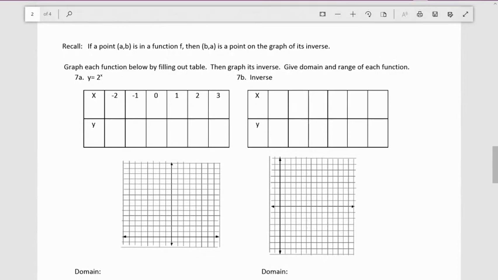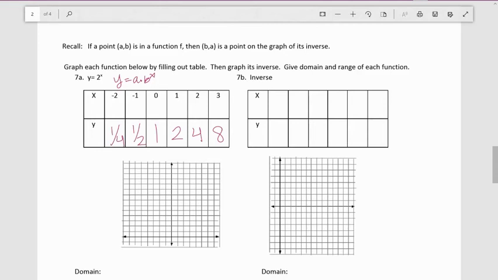So it said, recall that if a point (a, b) is on a function, then (b, a) is on the inverse. Okay? So y equals 2 to the x. I already know that this is of the form y equals a times b to the x. And since I know a is 1, I'm going to start at 1, and then I'm going to double: 2, 4, 8. And going this way, I'm just going to keep dividing. Instead of doubling, I'm dividing by 2. Easy way to fill this out.